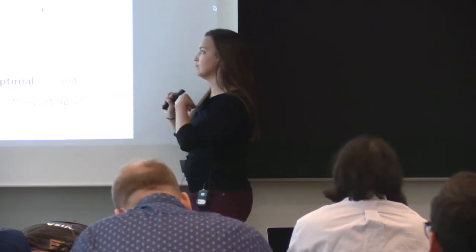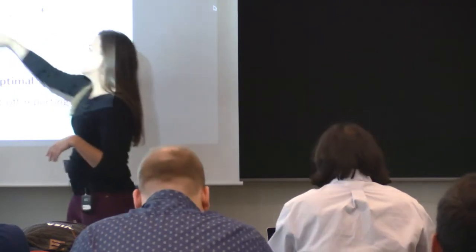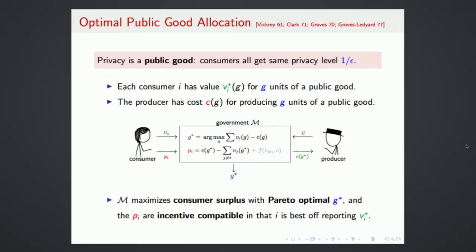So in this mechanism, I'm not going to go through the details of the math, but the math that's here says we're going to choose this level of public good in a way that maximizes consumer surplus, and it turns out that that's going to be Pareto efficient. And in choosing the level of public good to produce, we're also going to select a payment that's going to be required for each person based on the amount that they say that they valued the good.